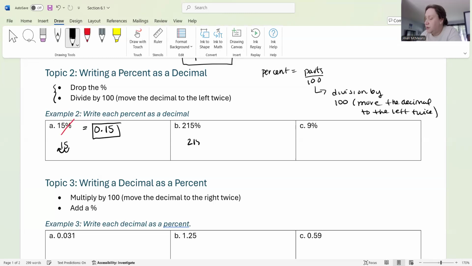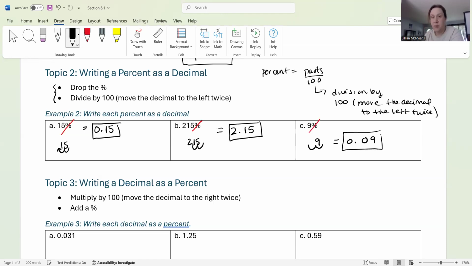Okay? So 215%, again, we're going to drop our percent symbol. And then the decimal in 215 is at the end, so we would move it to the left once, twice, and 215% is equal to 2.15. That's it. Okay? And then 9%, again, we drop the percent symbol. And then 9 has a decimal technically at the end, so we would move the decimal to the left once, twice. Anytime you move the decimal in front of the number where there's not another number, you just have to throw in a zero. That's kind of like not really a placeholder. It has value, but we would rewrite this as just 0.09. And that's all there is to it.